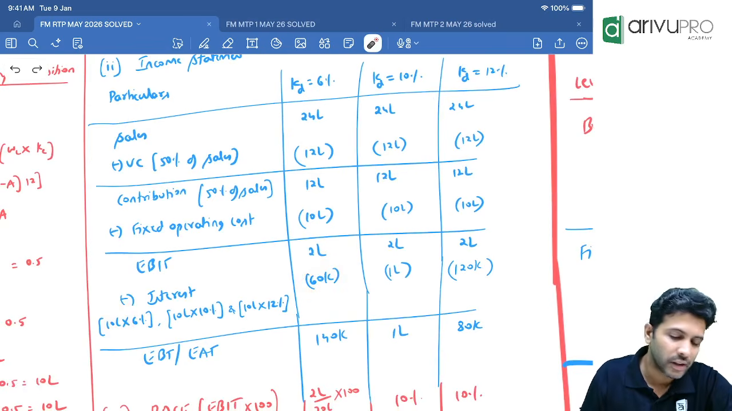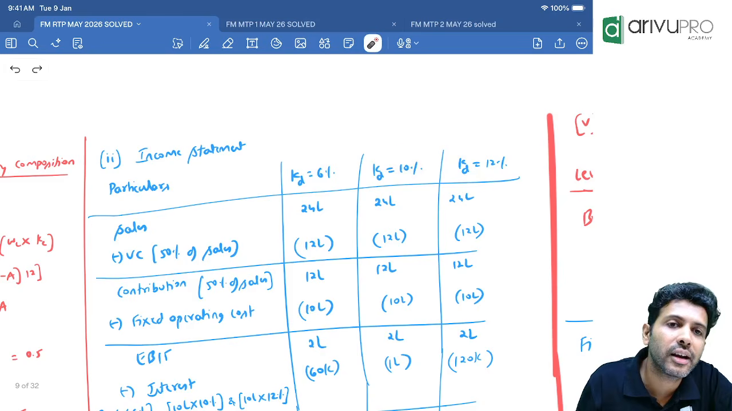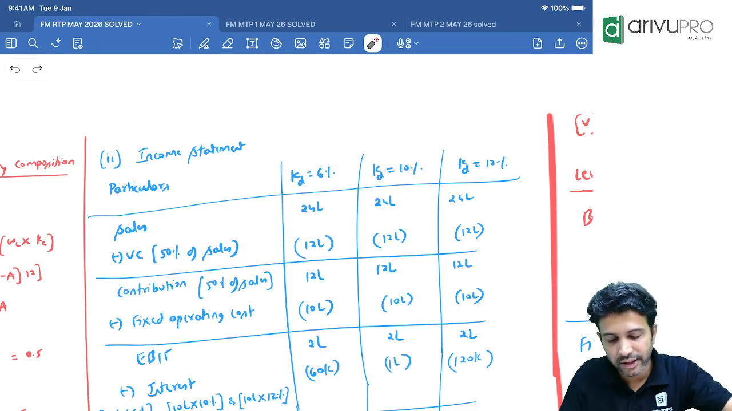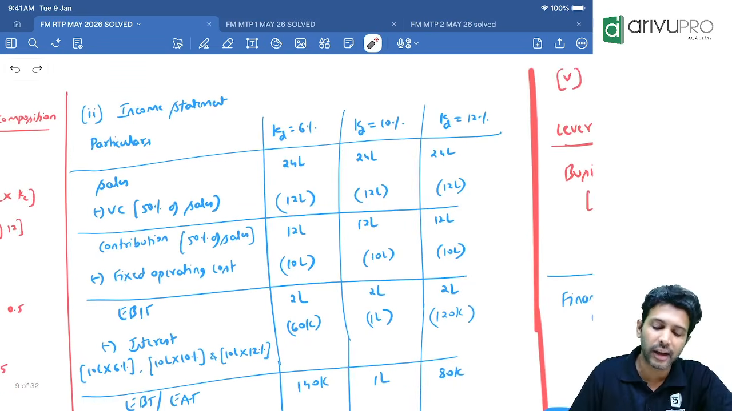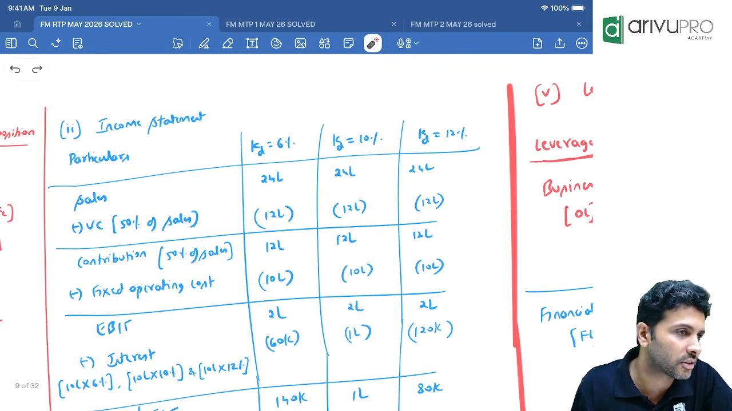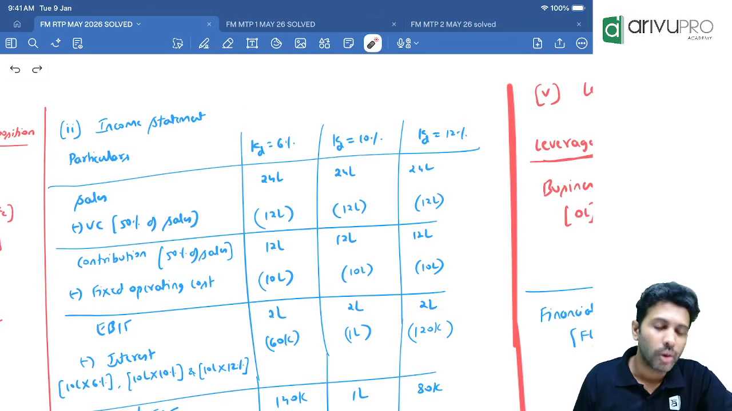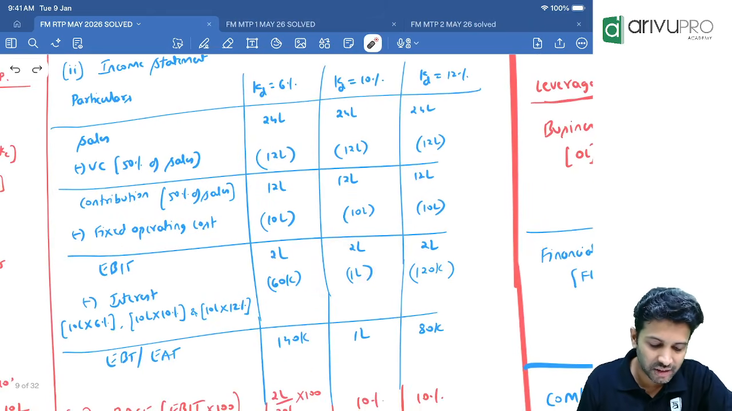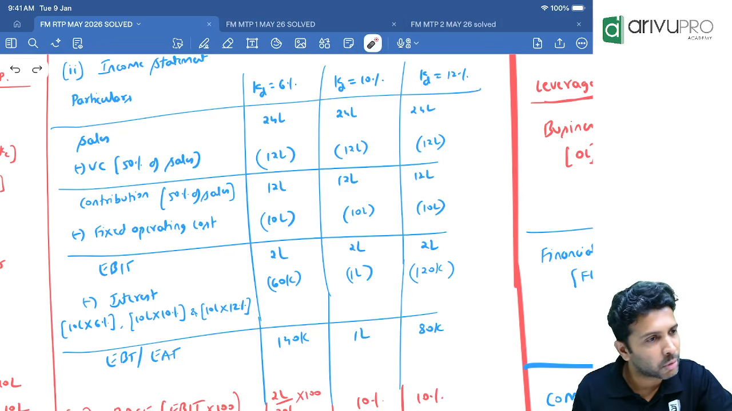First case. Second case, the interest rate they are telling is 10%. 10 lakh debt at an interest rate of 10%. 10 lakh ka 10%, how much? 1 lakh. Third case, interest is 12%. So 10 lakh ka 12%, 120,000. So if you do EBIT minus interest, you will get earnings before tax.